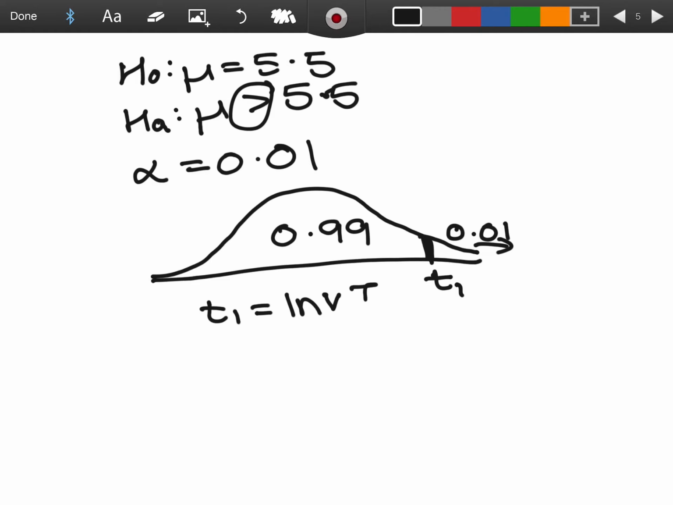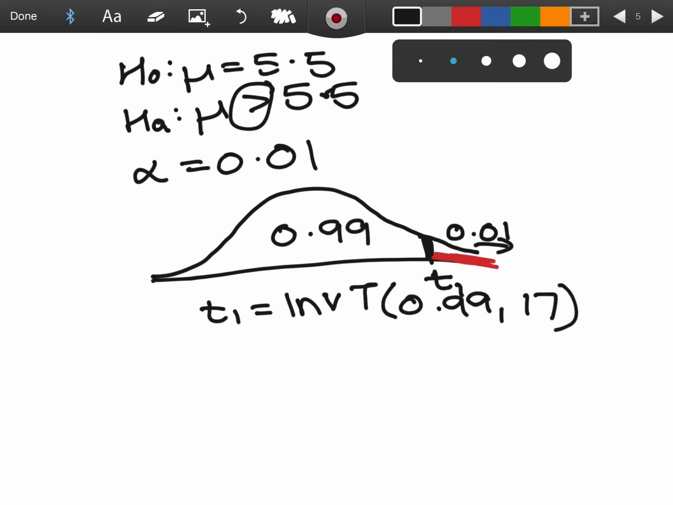T1 in this case would be inverse T. Your area to the left of it is 0.99. Your degrees of freedom, again, is the sample size minus 1, which would be 17. So you can go ahead, find that critical value. You can find your test statistic, and you can see whether your test statistic falls in this danger zone over here, that intolerance zone, where we would reject our null hypothesis. That would be the long way of doing it.